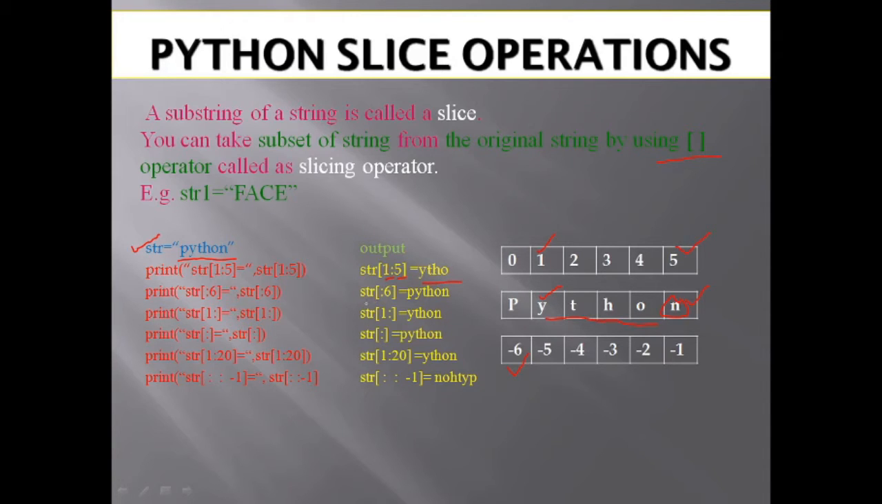Now see the second example. Here the starting position is not given. So here we have the freedom to start the index value from the 0th position up to 6. See here, the 6th position is also absent. So we can read the total string as output: Python. In the next example, we are given the starting position, but we neglected the ending position. That means we have the freedom to read from starting position 1 up to n number of positions.